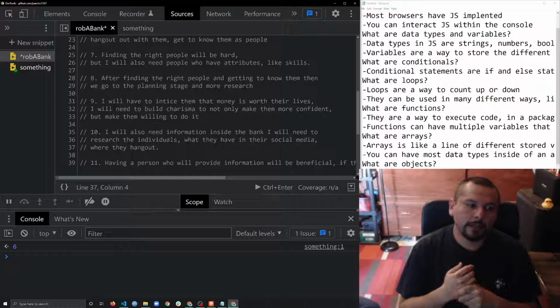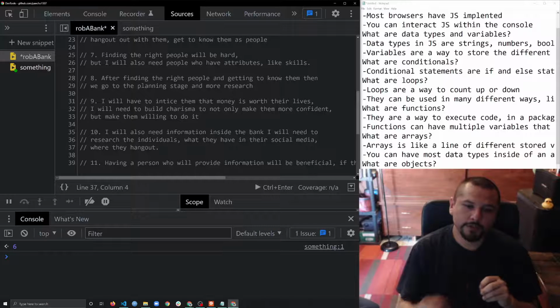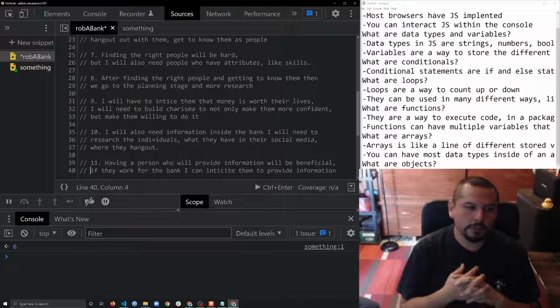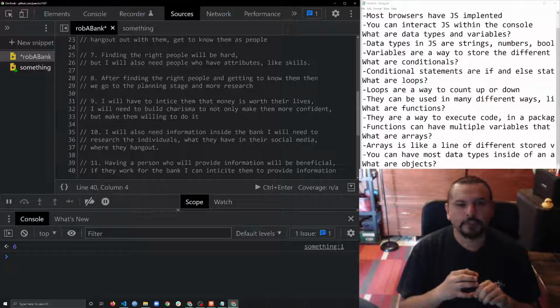On line number 39, I think the last thing he wrote, having a person who will provide information will be beneficial. Yep, so make friends and maybe get them as potential partners. If they work for the bank, I can entice them to provide information.